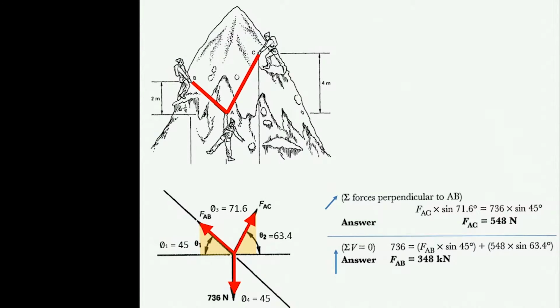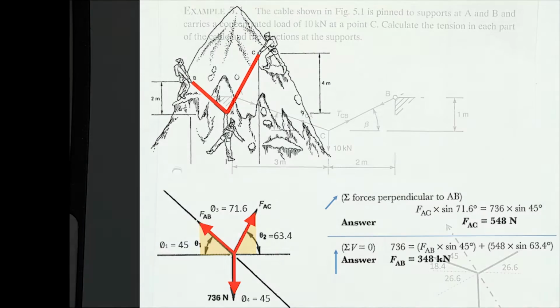Got FAC, then resolve vertically. So what have we got? We've got our 736 coming down, so we could say that that's positive, and negative you've got FAB sine 45, and FAC sine 63.4. So it's just a little bit of review of vectors.